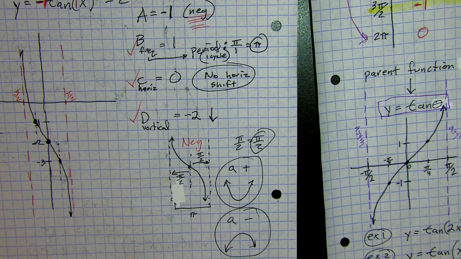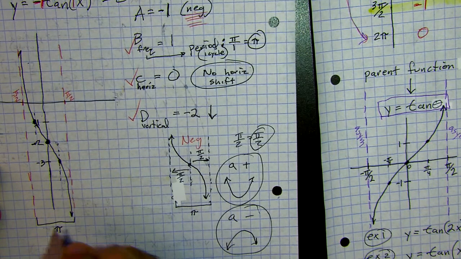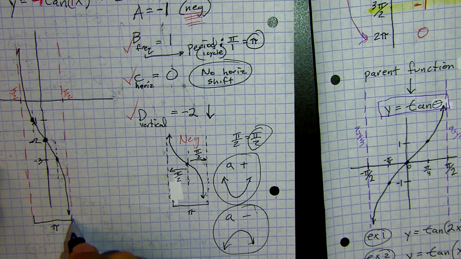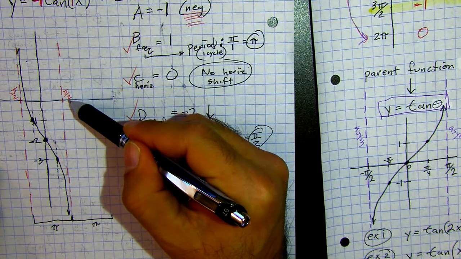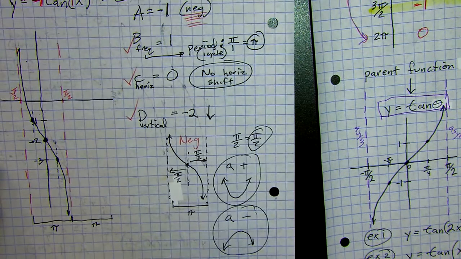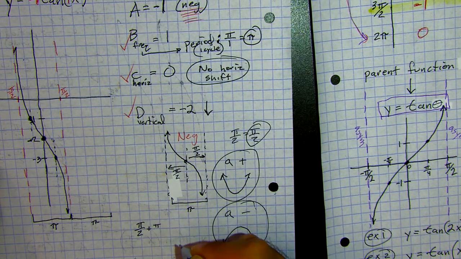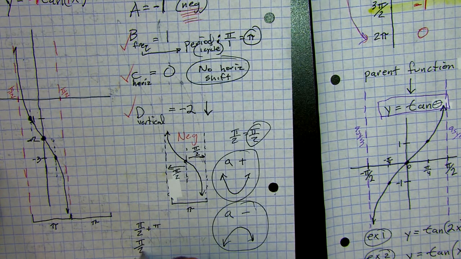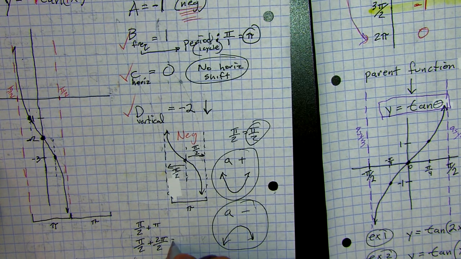Okay, so let's go ahead and just make one other copy. Let's get one over there. We look here and we have our period of pi, so we need to go another pi over. So that's going to be pi over 2, and we got to go over to the right another pi. So I'm going to do pi over 2 plus pi, which is pi over 2 plus 2 pi over 2. And that's going to end up being 3 pi over 2.